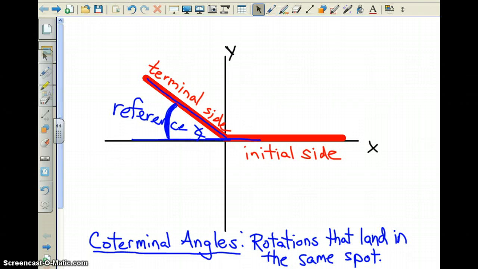Now notice why I wouldn't put my reference angle over on the right side of the terminal side, from here to here, because then my reference angle would not be acute, and we need it to be acute.